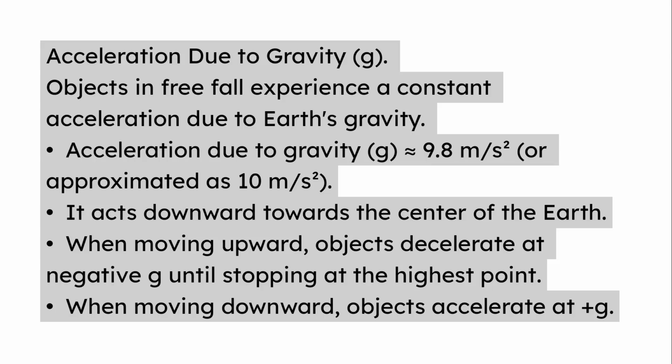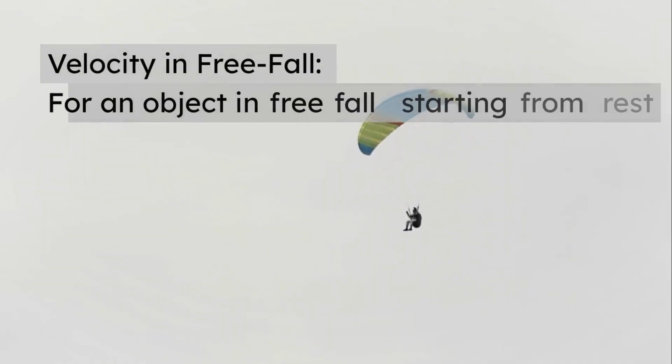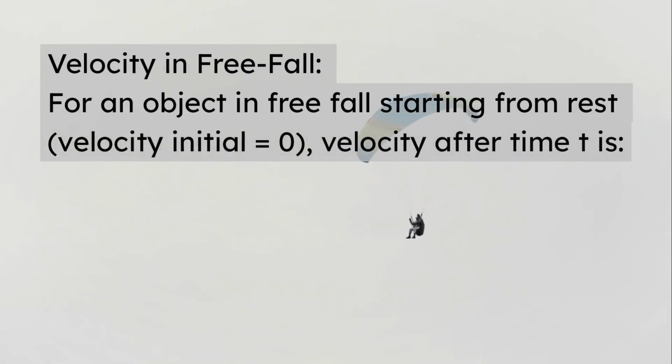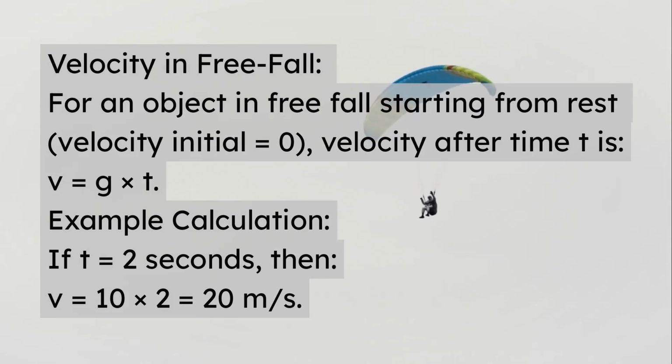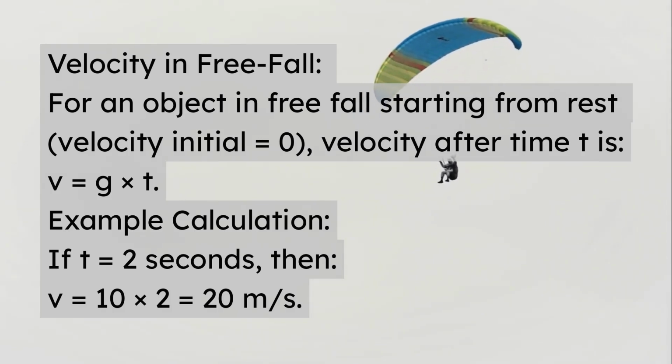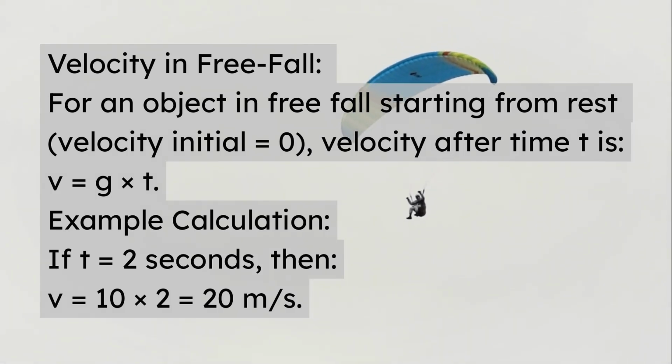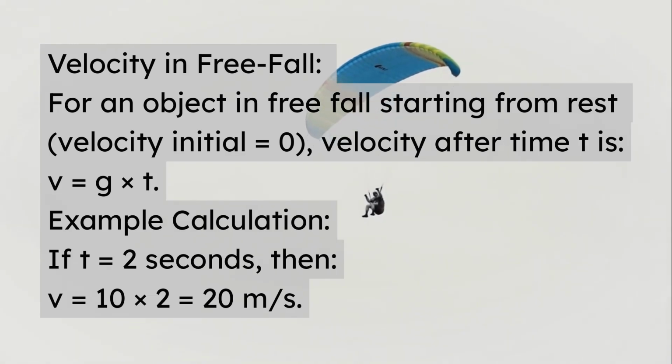When moving upward, objects decelerate at negative g until stopping at the highest point. When moving downward, objects accelerate at plus g. Velocity in free fall. For an object in free fall starting from rest, initial velocity equals 0, and velocity after time t is v equals g times t. Example calculation: if t equals 2 seconds, then v equals 10 times 2 equals 20 meters per second.